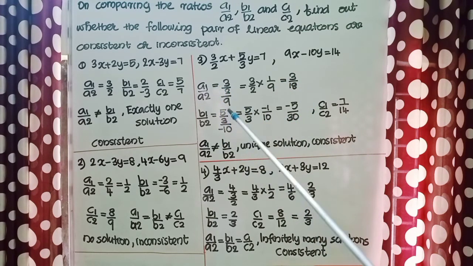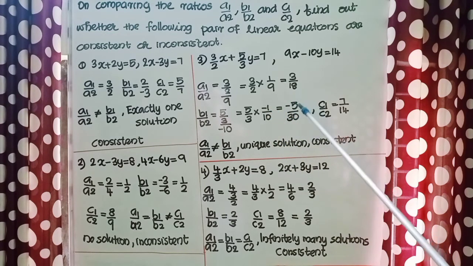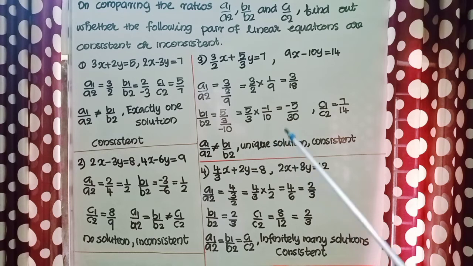b1 by b2 equal to 5 by 3 by minus 10, that is equal to 5 by 3 into minus 1 by 10, that is equal to minus 5 by 30. c1 by c2 equal to 7 by 14. So we can conclude a1 by a2 not equal to b1 by b2. So exactly one solution or unique solution. So it is consistent. Next question, 4 by 3 x plus 2y equal to 8, 2x plus 3y equal to 12.